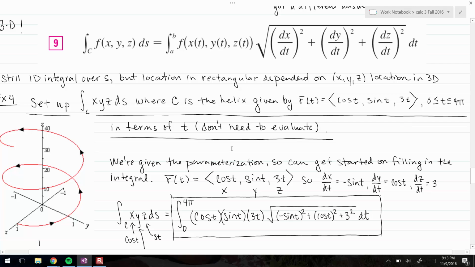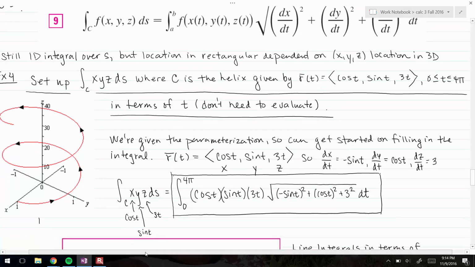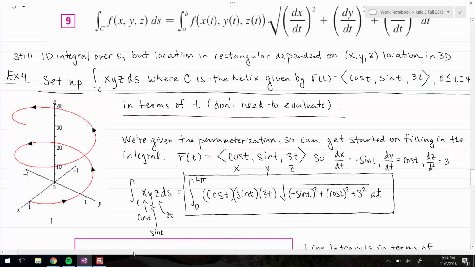In this one, we're just going to set it up in terms of t. We don't actually have to evaluate. I started evaluating it, and then I realized we needed to use a trig identity, and we also needed integration by parts. So I set this up as one that would be good just to set up for that reason. We're given the parametric equations, which is kind of nice: x equals cosine t, y equals sine t, and z equals 3t. That's given when it's in this vector form.